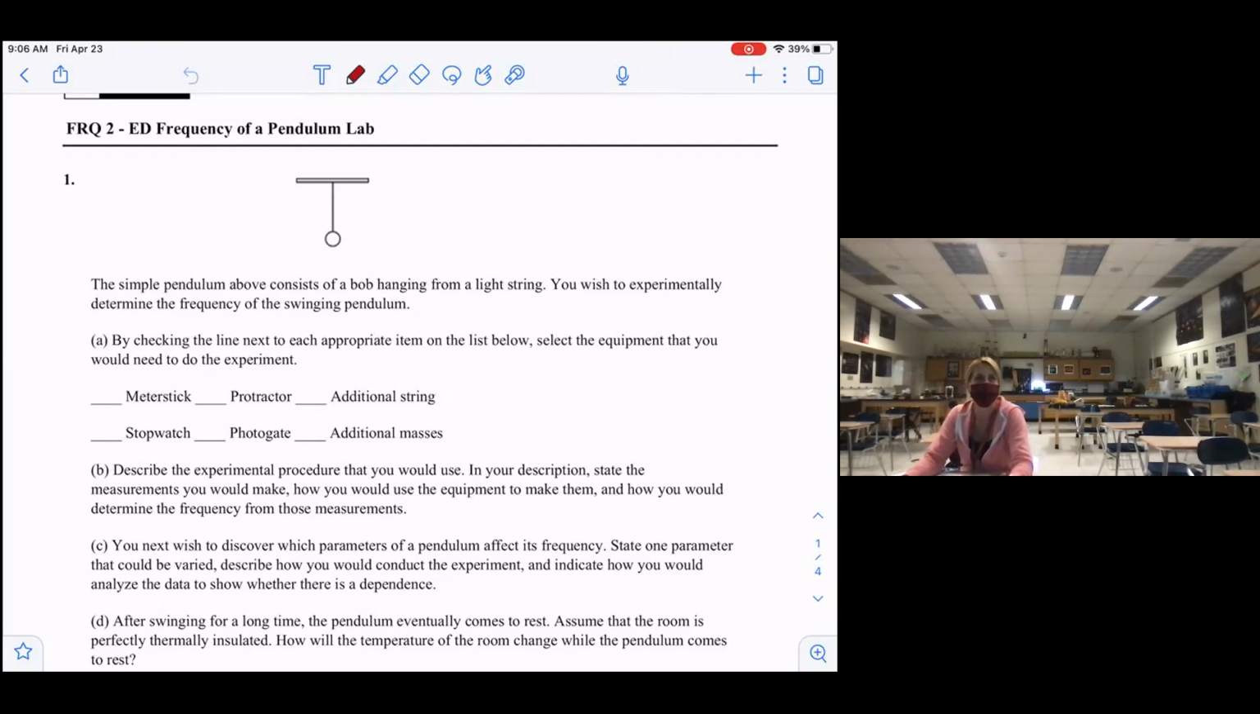A simple pendulum consists of a bob hanging from a light string.